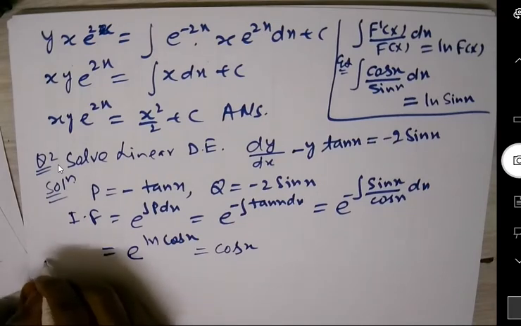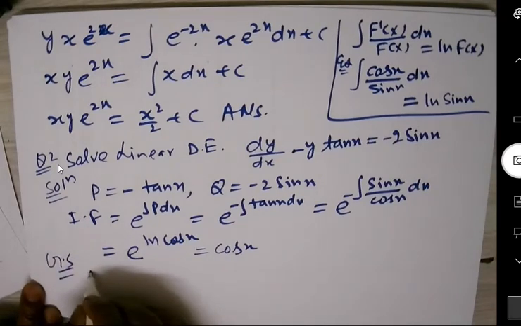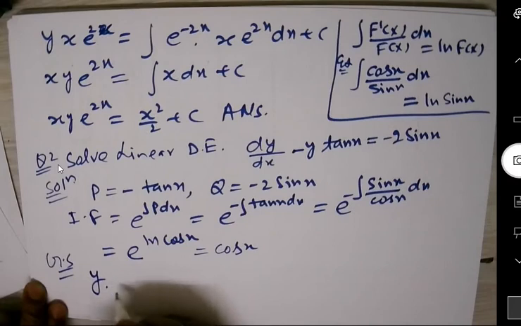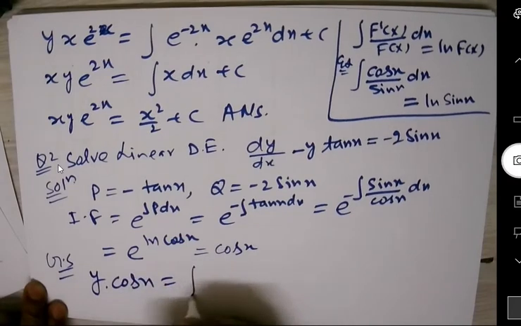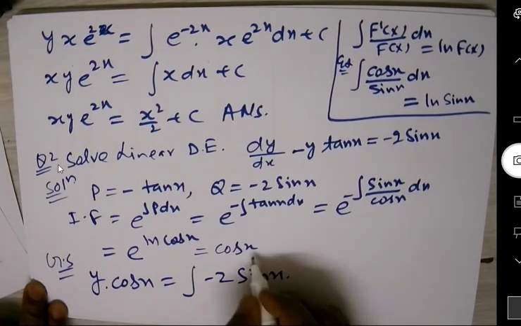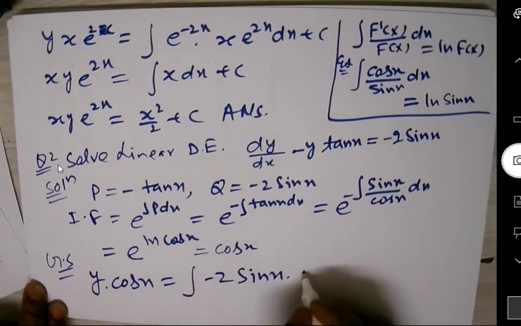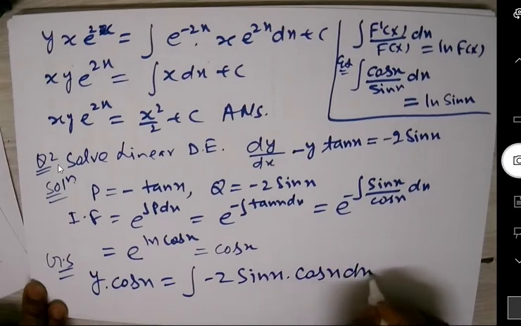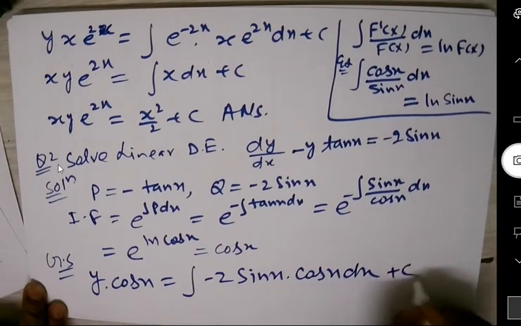The second step is the general solution. What is the general solution? Y into the integrating factor is equal to integral of q multiplied by the integrating factor dx plus c, where q is here minus 2 sine x.